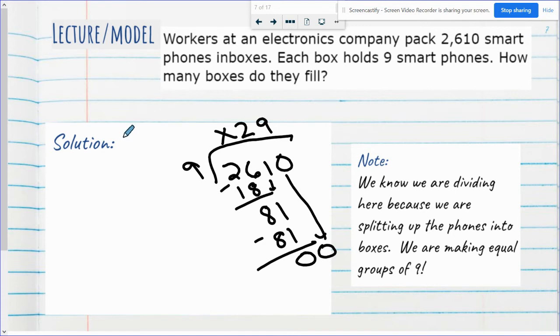Now, we need to ask how many 9s fit into 0, and that answer is going to be 0 because we can't fit any more. 9 times 0 is 0. Our remainder is 0. So we can fill 290 boxes because 9 phones in each box times 290 makes 2,610. Let's keep going.